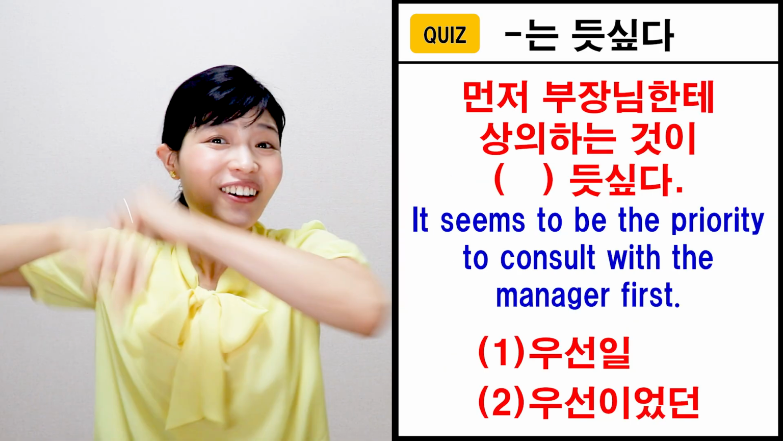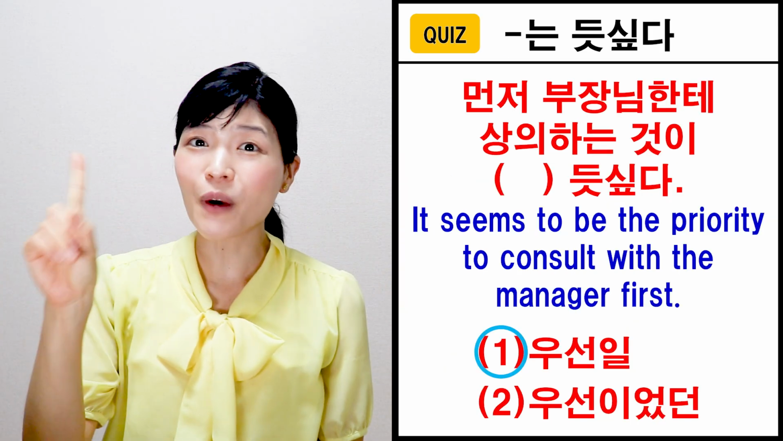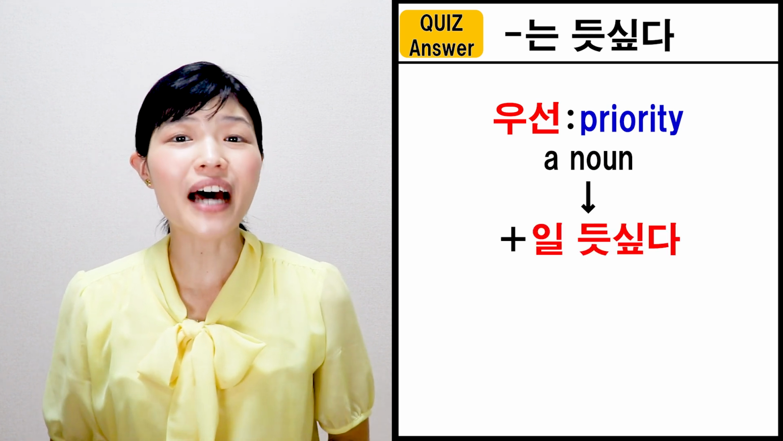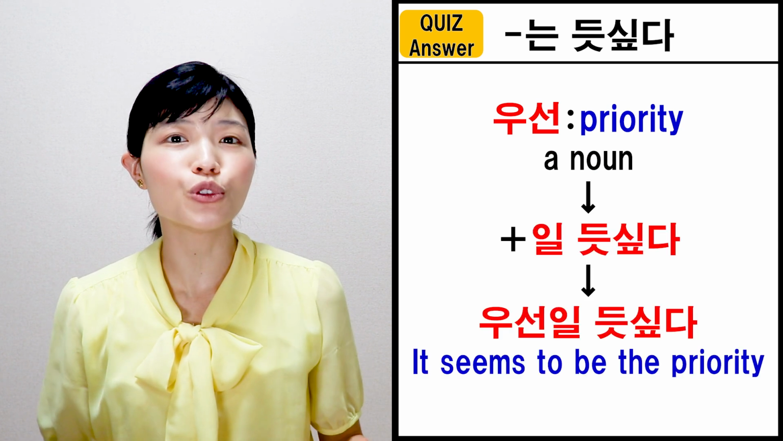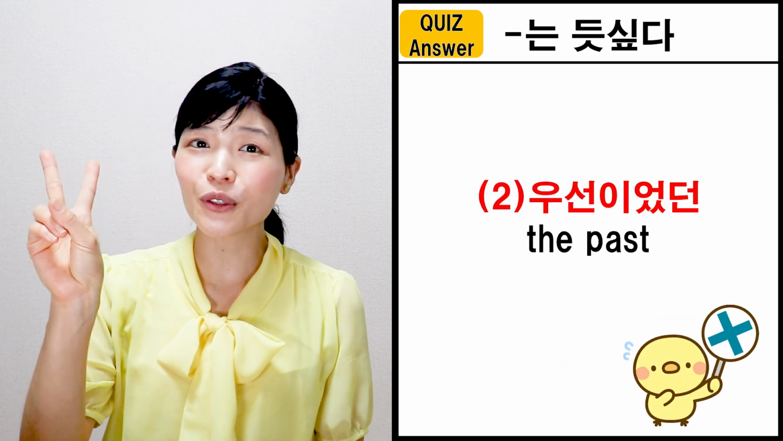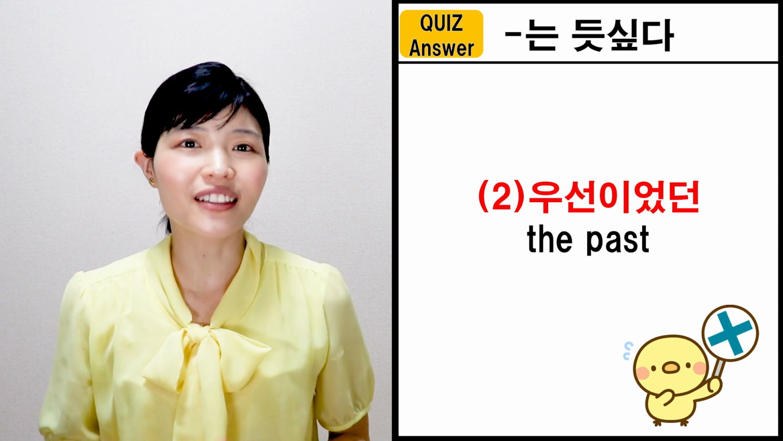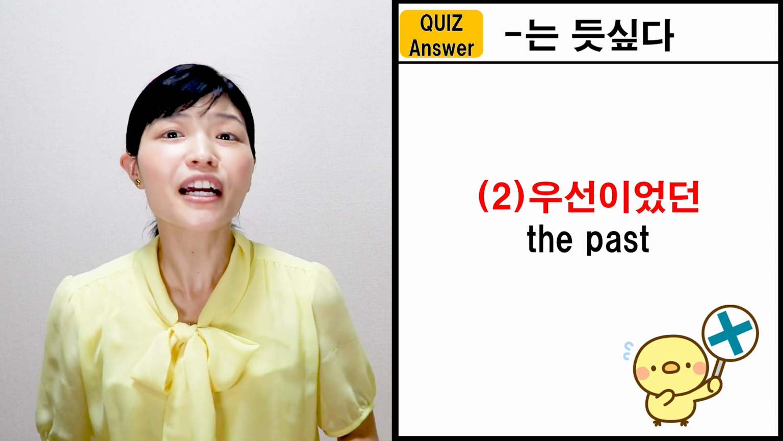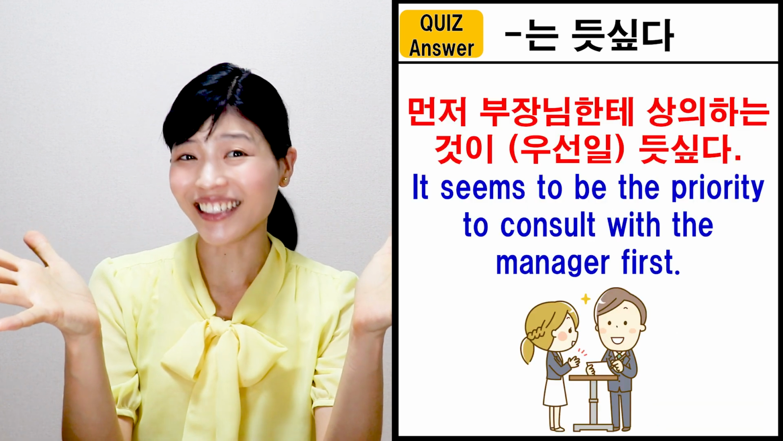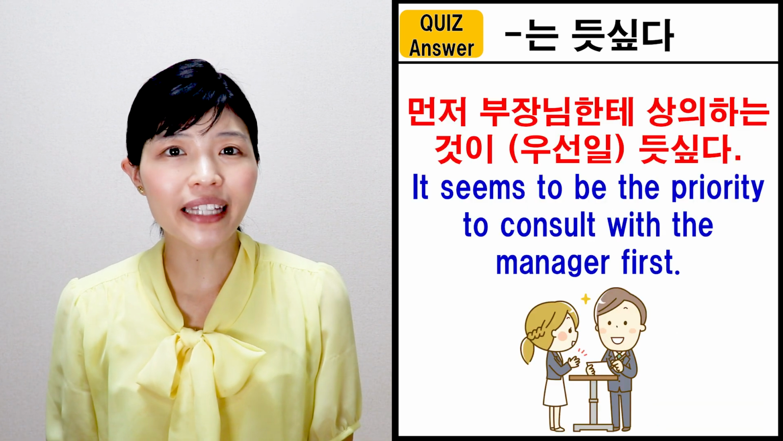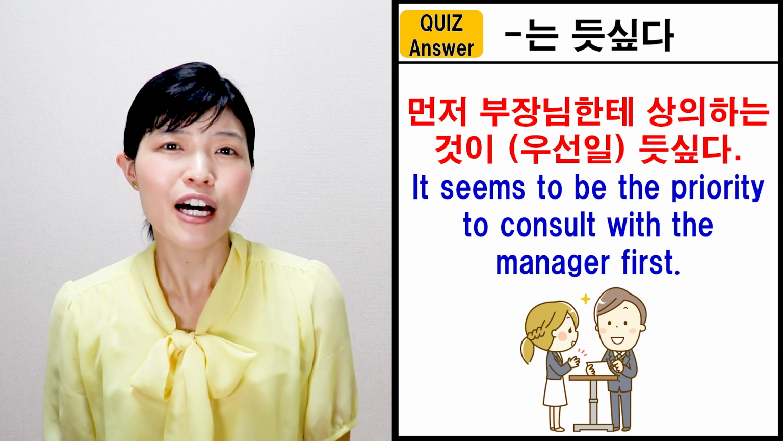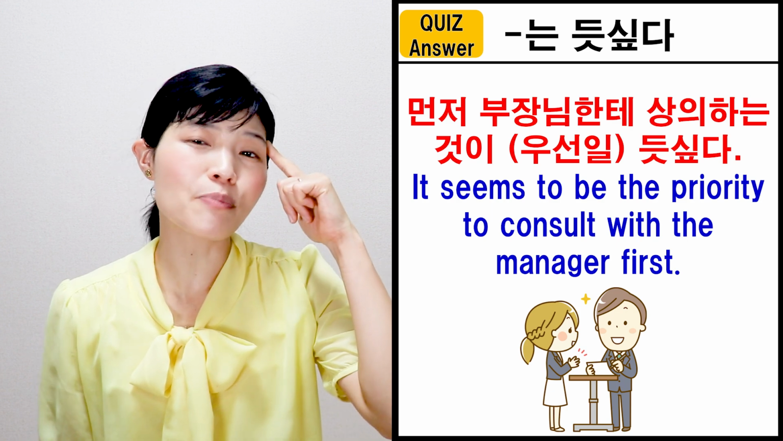The correct answer is number 1. 우선, priority is a noun. Thus, you add 일 듯 싶다 to make 우선일 듯 싶다. It seems to be the priority. Number 2 is wrong because 우선이었던 means the past. The speaker wants to talk about the future. Now, let's read it together. 먼저 부장님한테 상의하는 것이 우선일 듯 싶다. Please read it to think about your priority.